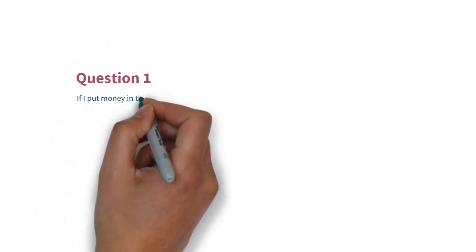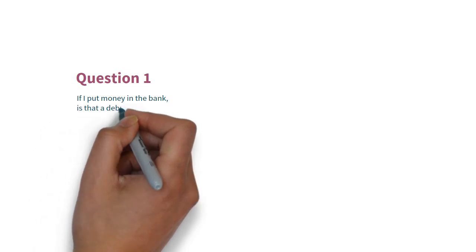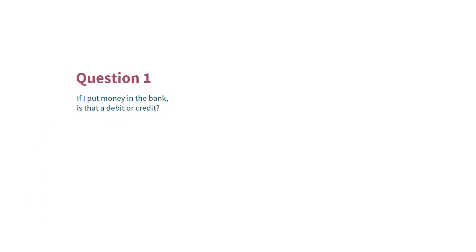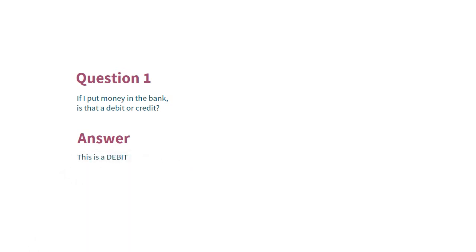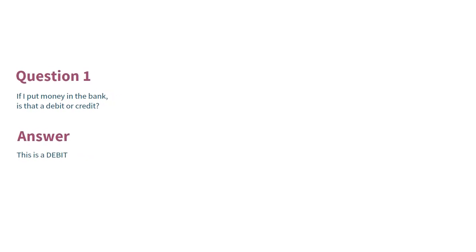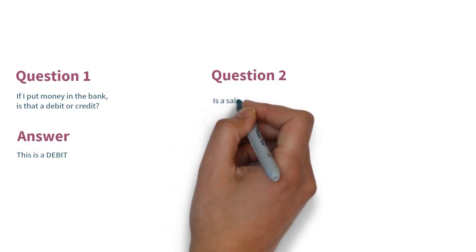The first question, and one of the most essential things to understand, is if you put money in the bank on behalf of the company, is that a debit or a credit in the books of the company? This will be a debit in the books of the company, and it will appear as a credit on the bank statement received from the bank.